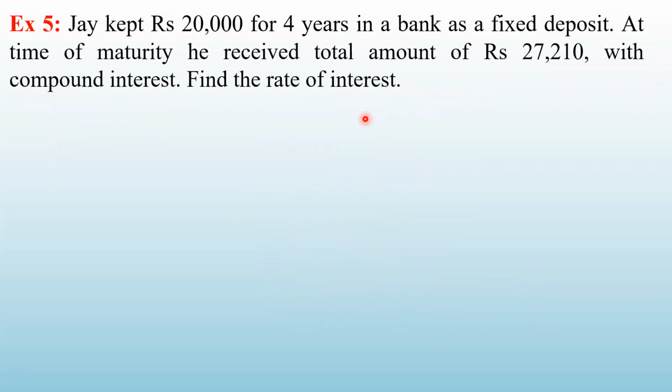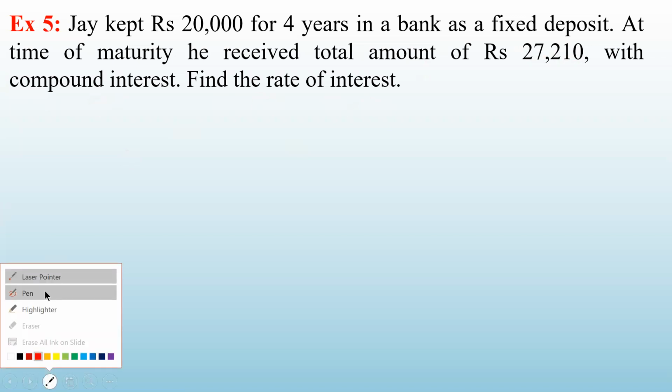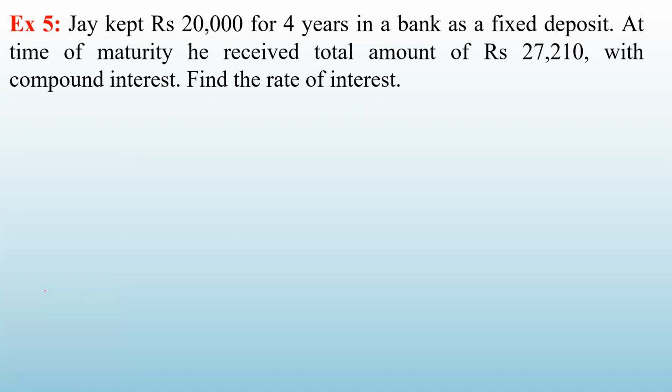Now let us see this problem. Jay kept rupees 20,000 for 4 years in a bank as a fixed deposit. At the time of maturity, he received total amount of rupees 27,210 with compound interest. Find the rate of interest. Now, in this problem, you have to calculate the rate of interest. So first of all, read the question and try to write down what is given to you and what is asked.